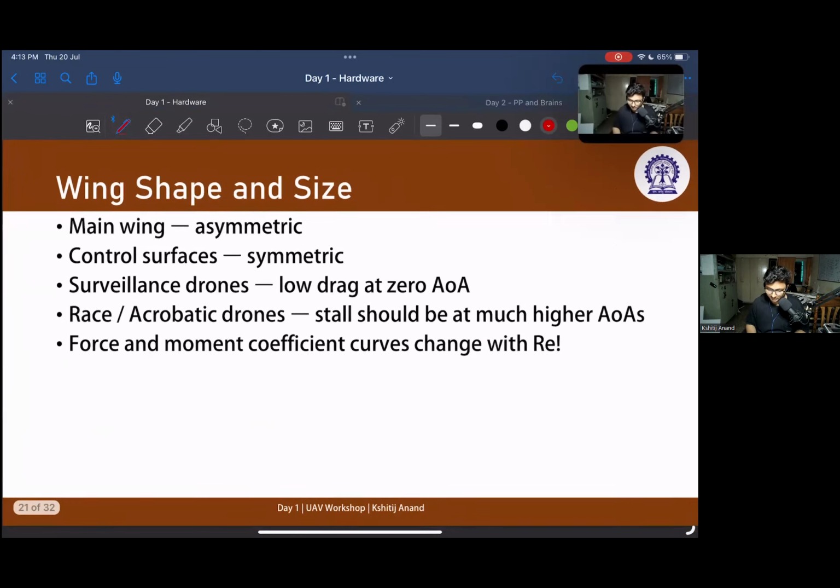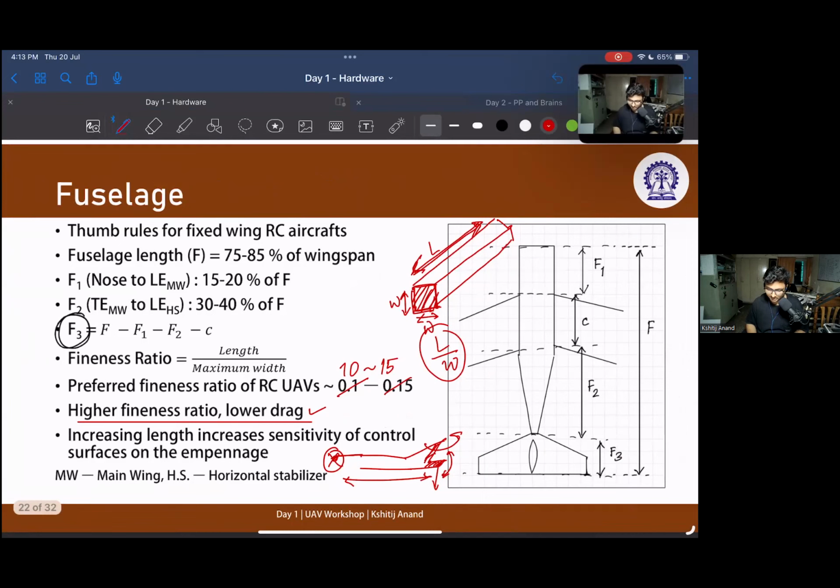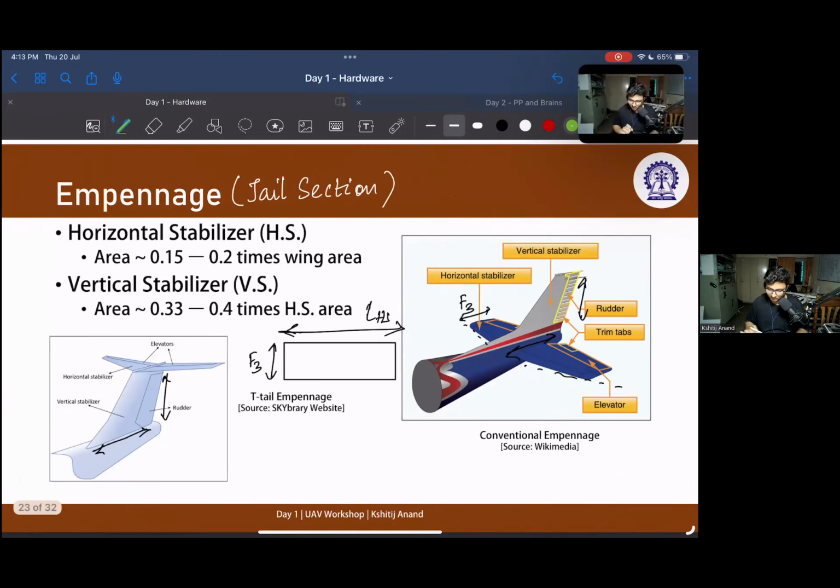Now I'll go back to the slides of yesterday. Now we move on to the other sizing. We have the wingspan, so now we have the fuselage length. When we have the fuselage length, we have the length for all the other parts: F1, F2, F3, and the length of the horizontal stabilizer. Fuselage is determined. We have the wing area already.